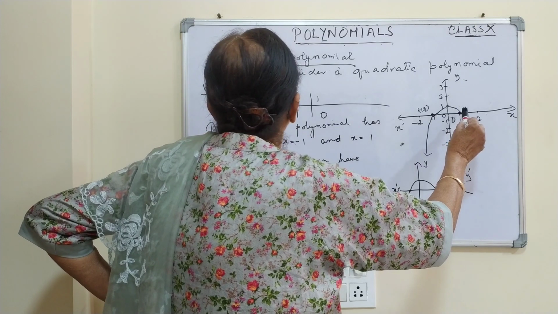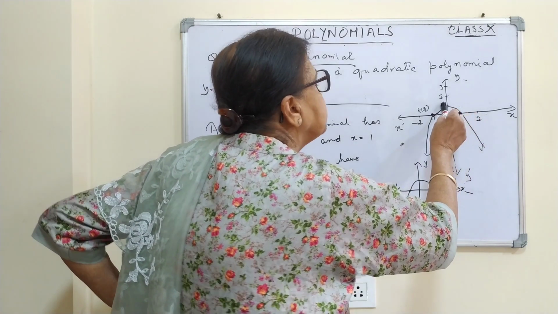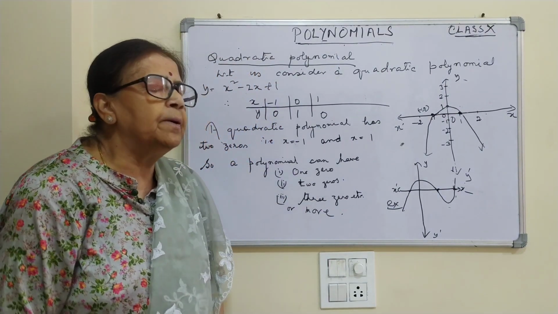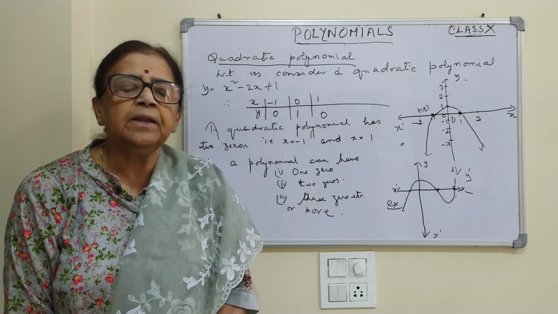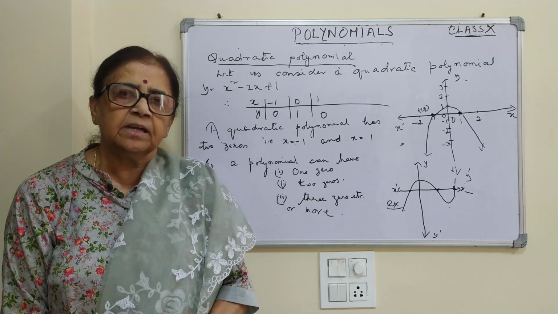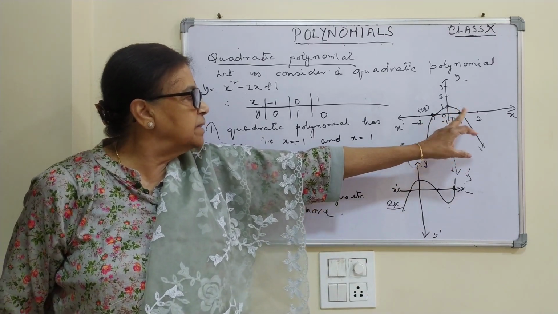And this one is 1, 0. And this is 0, 1. So how many zeros are there? What do we mean by zeros? Zeros are where the graph intersects the x-axis. Here 2 zeros are there. See, this one and this one.